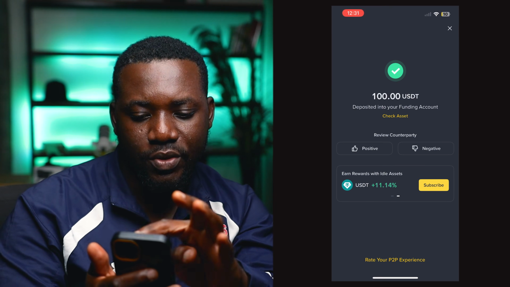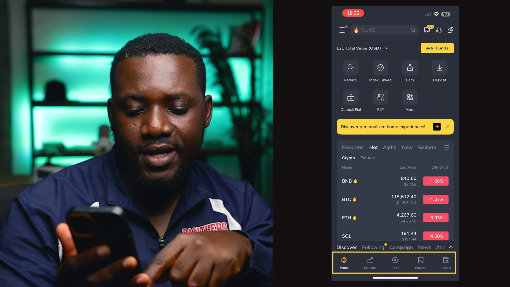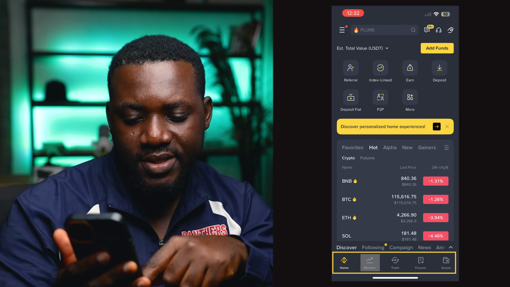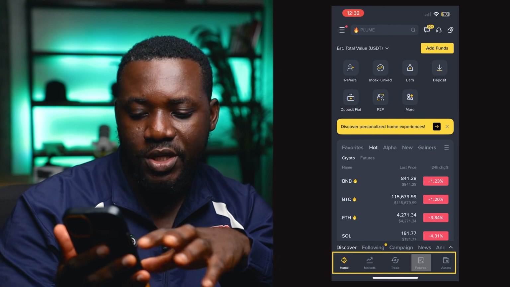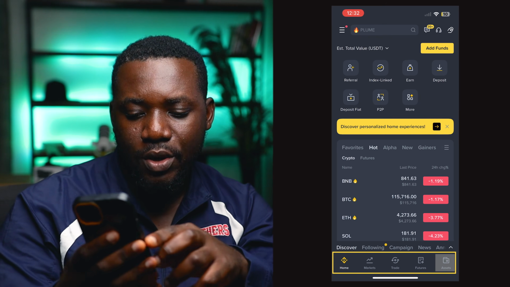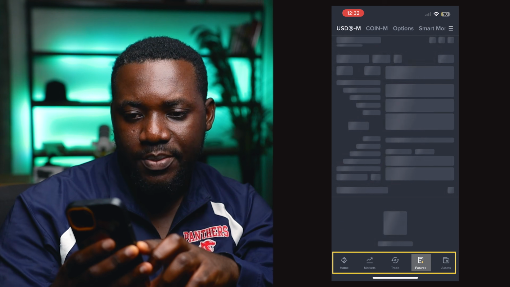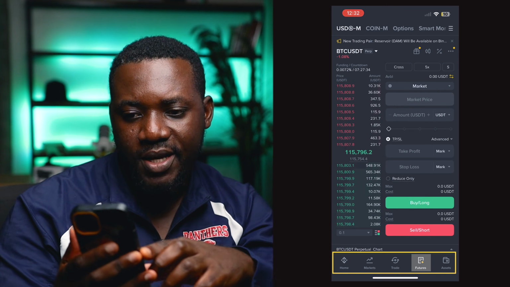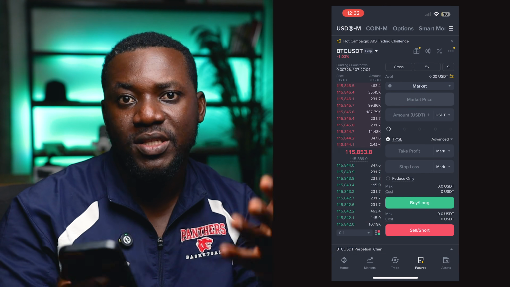So we're going to go from here and then we're going to access the market to start trading. Now, if you look at the bottom of the app, you realize that from home we have markets, we have trade, and then there is also futures. The last option is assets. What we're going to do is first tap on the futures tab to access the futures market.